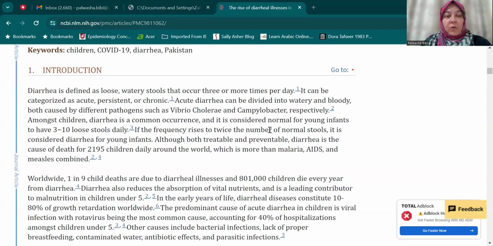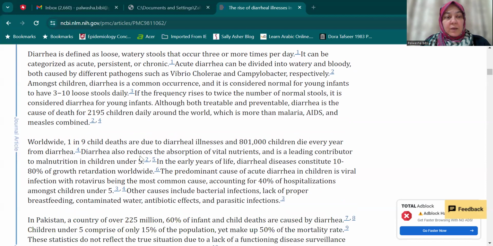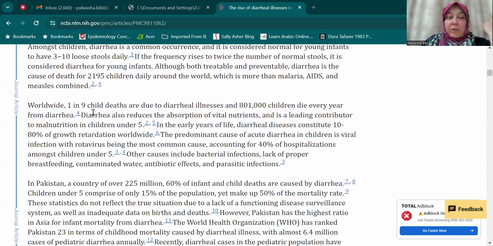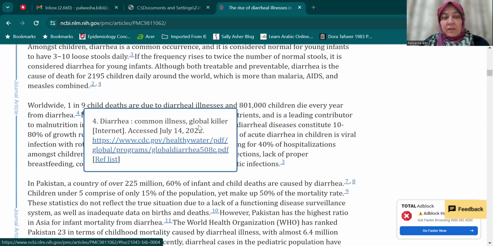So now we are proceeding in the introduction. Worldwide, see, first they said what happens in Pakistan. Then worldwide, 1 in 9 child deaths are due to diarrheal illness. So they are now saying that diarrhea is not only a problem in Pakistan, it's a problem the world over. It's a big problem. And then they are quoting, see, global killer.